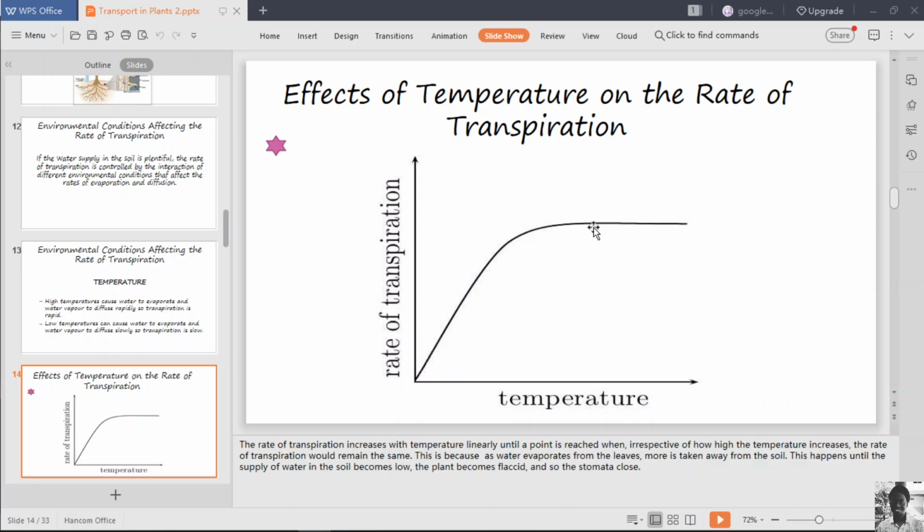So up until this point here, temperature has been the only factor that was slowing down the rate of transpiration. But when it reaches this point here, irrespective of how high you increase the temperature, the rate of transpiration would not be affected because transpiration is no longer affected by temperature. Some other factor is affecting the rate of transpiration here.